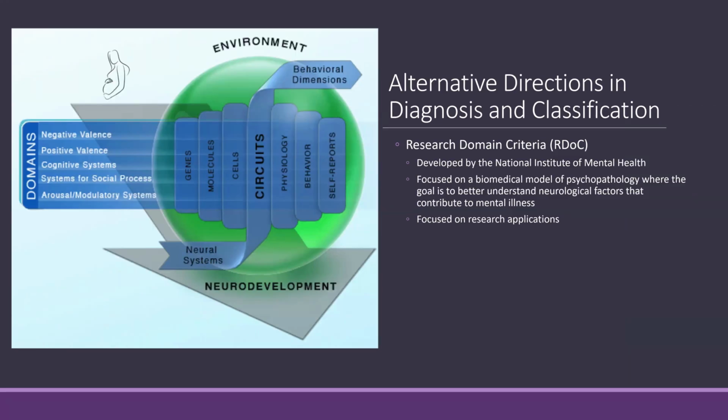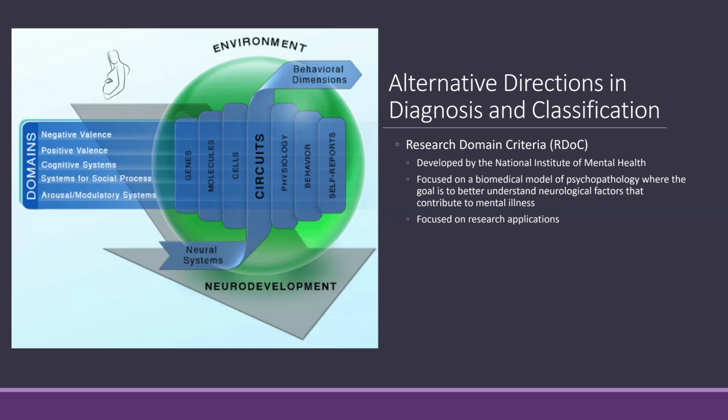We also have what's called the Research Domain Criteria, or RDoC. This was developed by the National Institute of Mental Health, and it is really based in a biomedical model of psychopathology, where the goal is to better understand the neurological and developmental factors that contribute to mental illness. This is notably much more focused on research applications, so it doesn't have very much clinical utility, but it's a way to help organize research so that we're all working together to focus on the things that need to be studied.